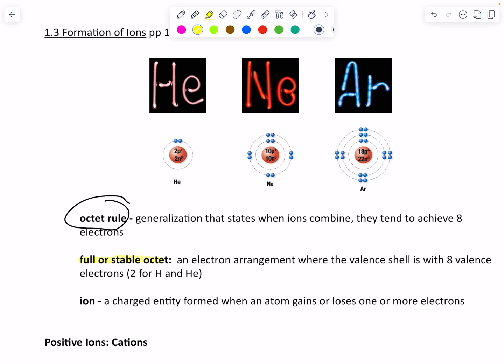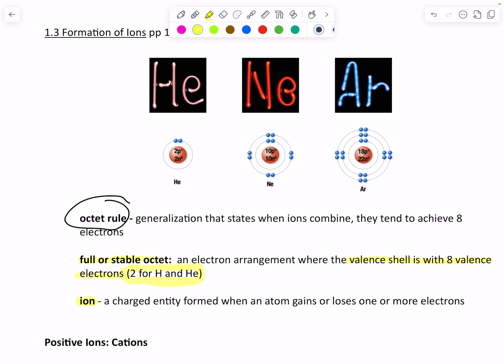An electron arrangement called a full or stable octet is one in which the valence shell has 8 valence electrons. Remember that for hydrogen and helium, this is only 2 because that's the maximum number of electrons that can be held in the first energy level.